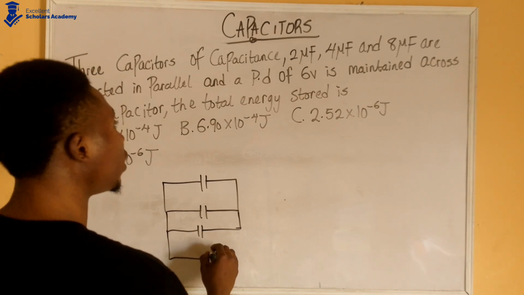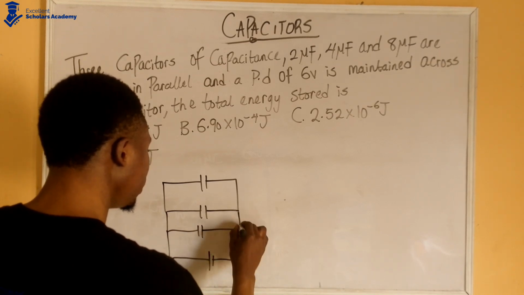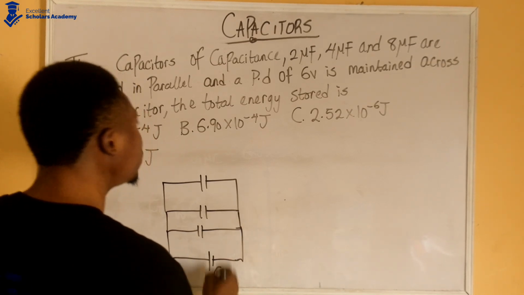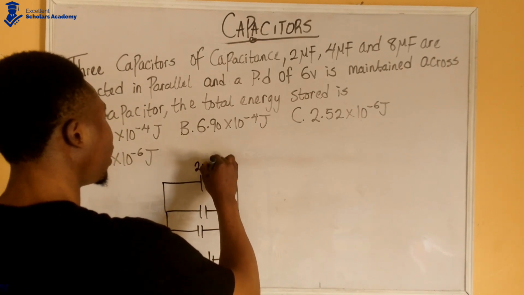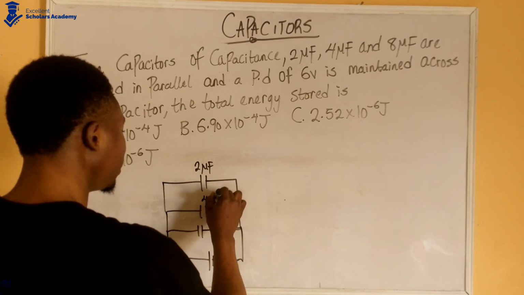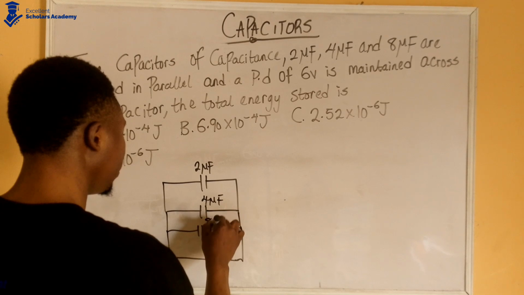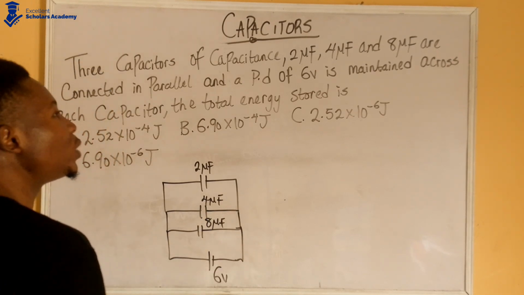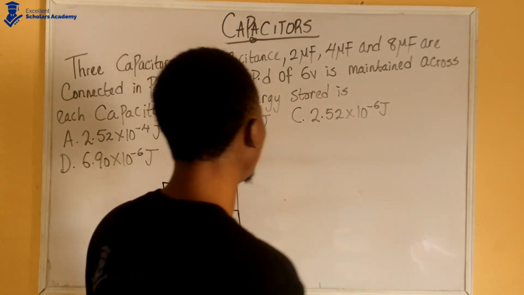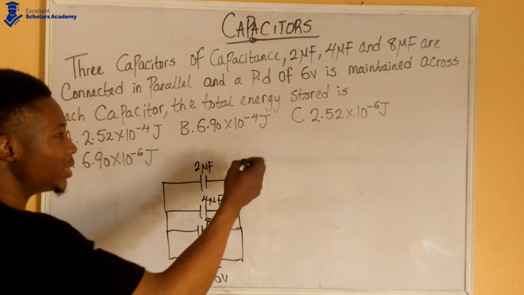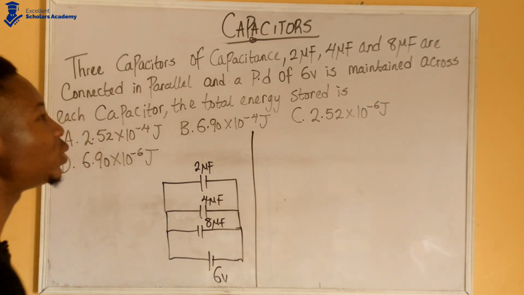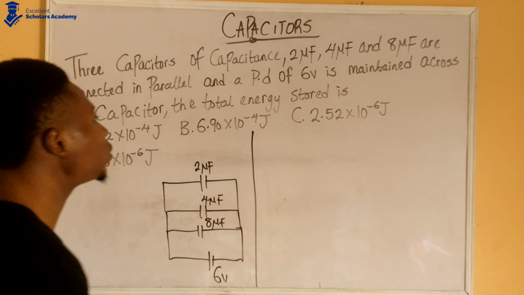And they are connected across a PD of 6 volts. So this is 6 volts. This is 2 microfarad, 4 microfarad, and 8 microfarad. So now we're asked to find the total energy stored. We have to get the total capacitance before we can find the total energy stored. Let's get the total capacitance.